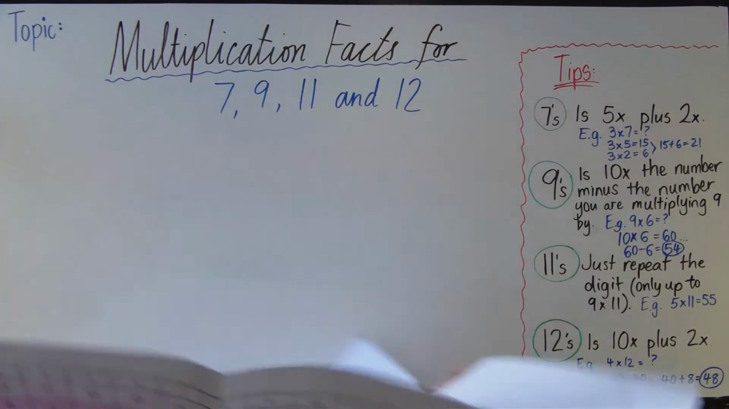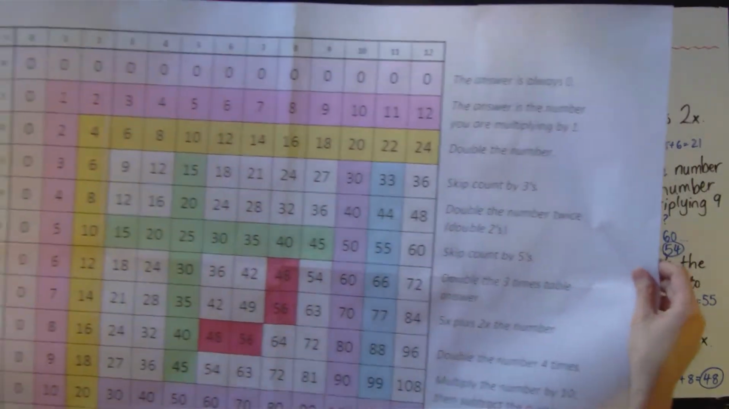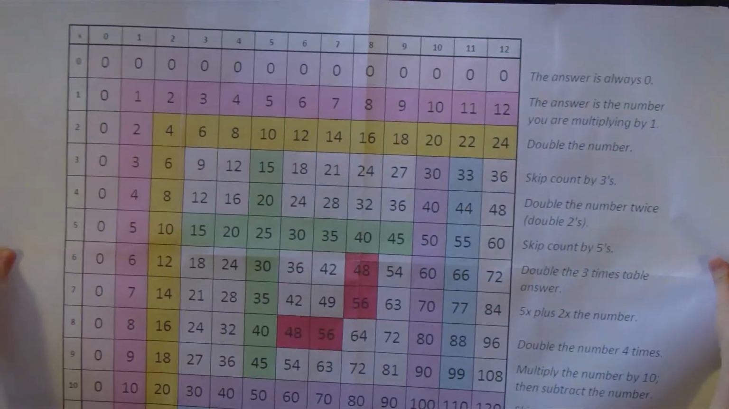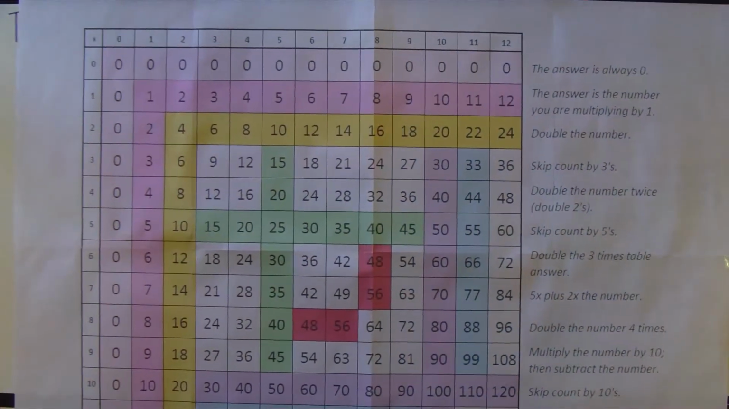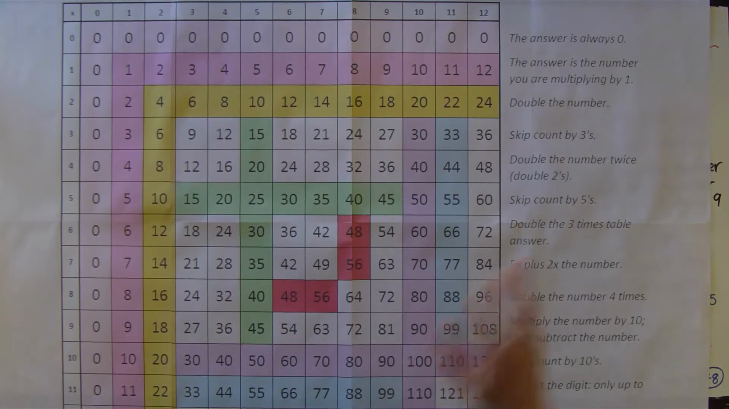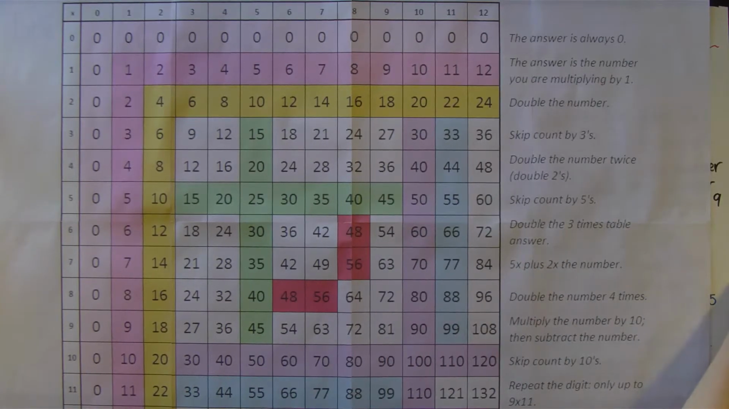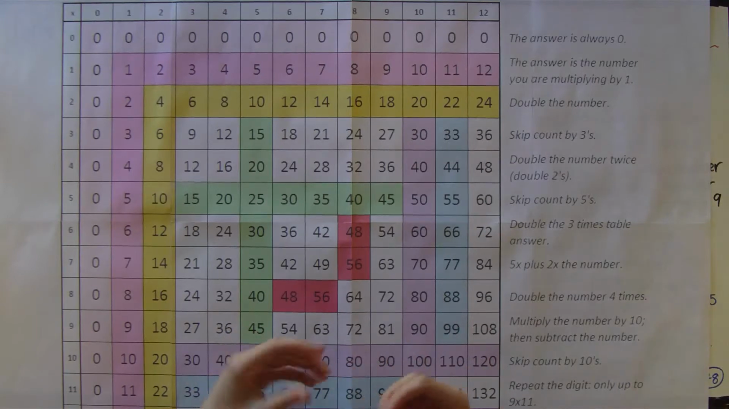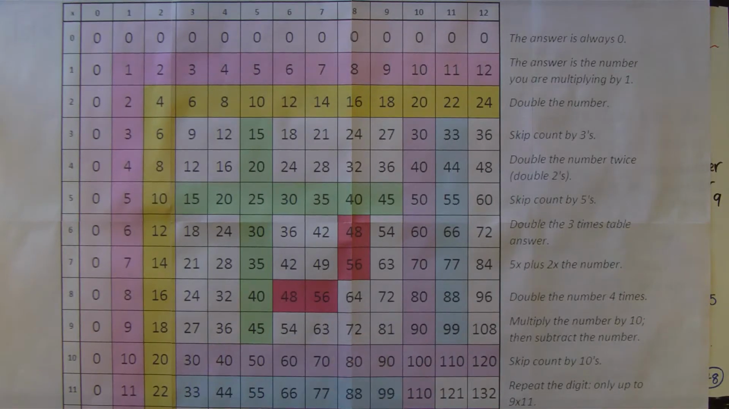Let's start off with the 7s. With the 7 times tables, or the multiplication facts for 7s, we can go through the rule, or the tip, which is 5 times the number you're timesing by 7, and then add that to the answer of 2 times the number you're timesing by 7. I'll just go through an example here.